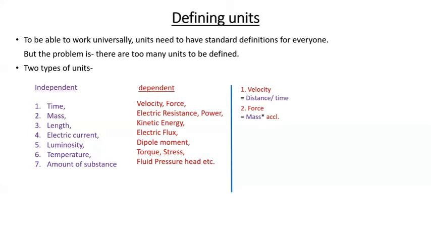Can acceleration be expressed in terms of independent quantities? Yes, acceleration is change in velocity per unit time. So we can write it as mass into velocity by time. Now again, velocity is a dependent quantity, but we can describe it in terms of independent. That becomes mass into distance per time square.